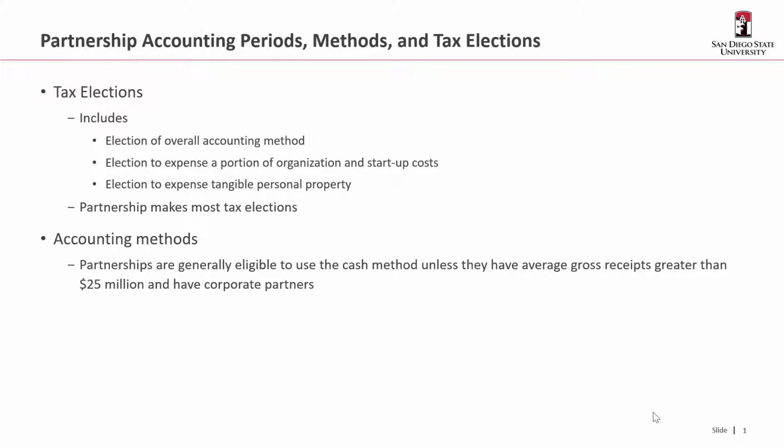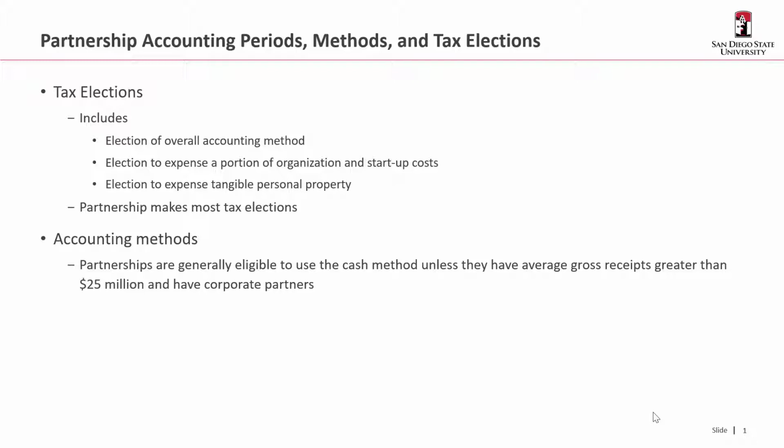So as we discussed in Module 1, you can look at a partnership at both an aggregate and an entity level. And at the entity level, the partnership itself makes a number of tax elections. For example, the overall accounting method, cash versus accrual. The election to expense a portion of the organization and startup costs, like we covered in Chapter 10. An election to expense tangible personal property under Section 179. The bonus depreciation election out of treatment if the partnership wants to do that. So at the partnership level, most tax elections are made.